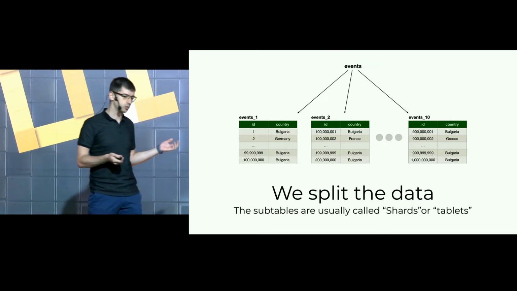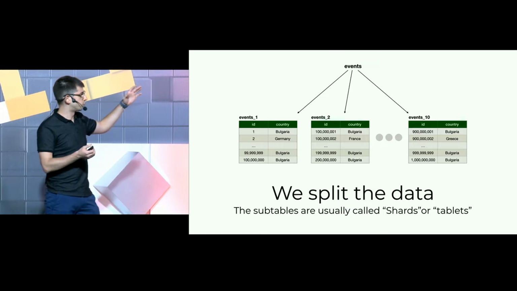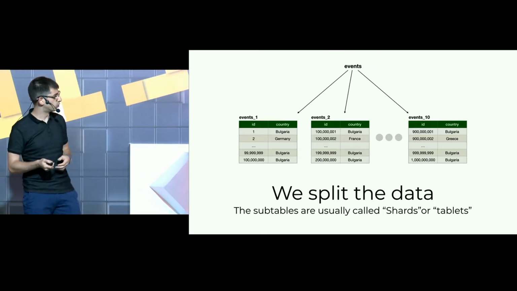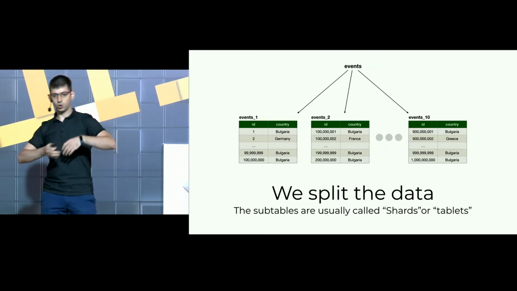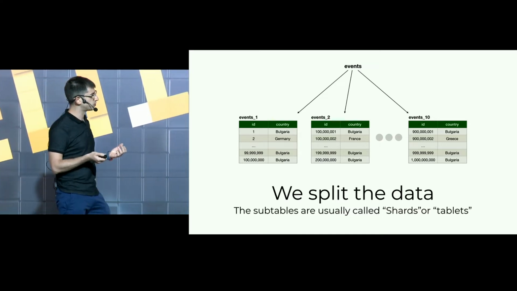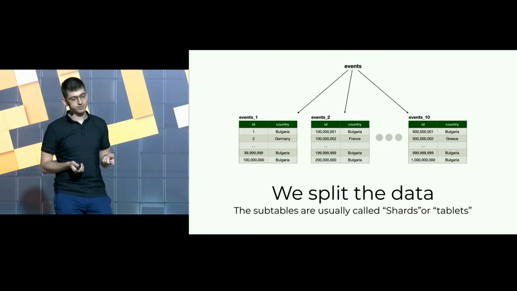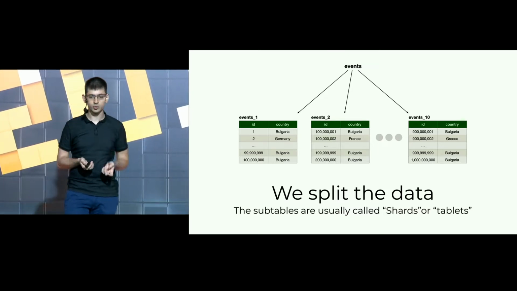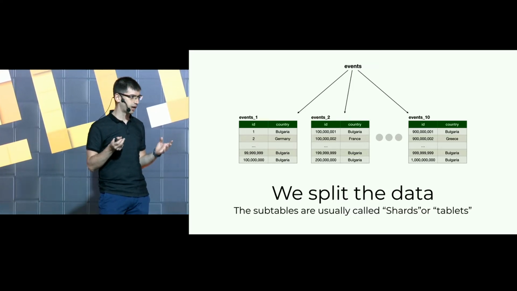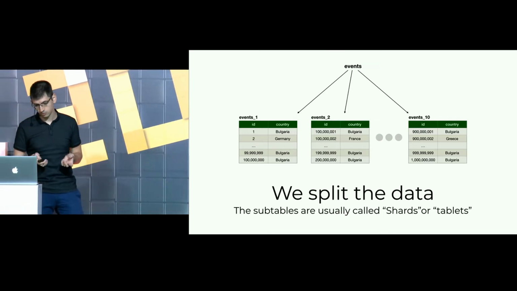A traditional way to split it is to say, okay, I'm gonna take the first 100 million rows and put them in a separate subtable, take the next 100 million rows and put them in a second subtable, and so on until we split all the 1 billion events into separate subtables. The subtables are usually called shards or tablets, depending on the system and who's doing the talking. This is called horizontal partitioning. There's another type of partitioning called vertical partitioning. We're not going to be covering that here, but it's also useful in some situations.